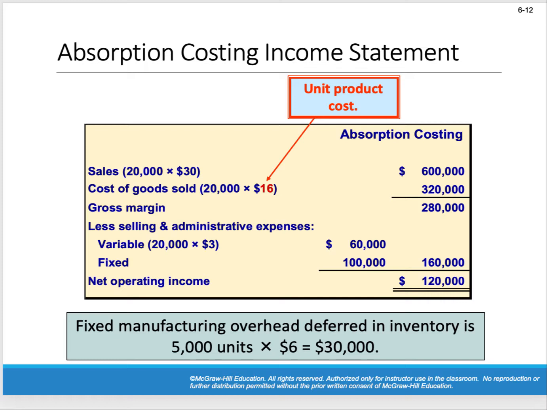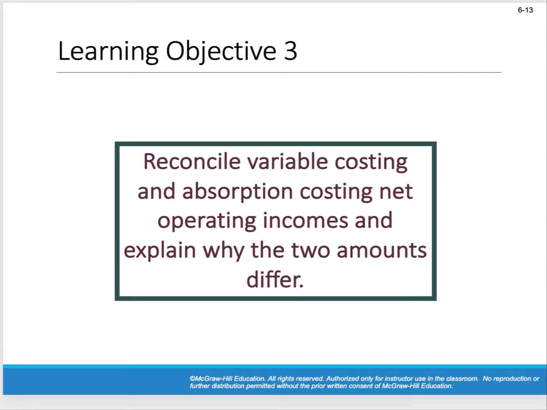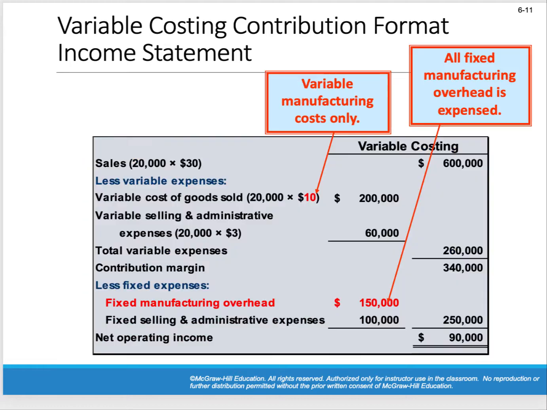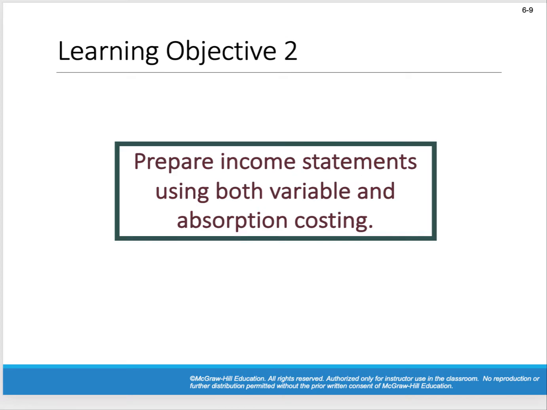Basically what this is saying is, hey, you have some fixed manufacturing overhead costs that are part of your product cost. You did not recognize it yet. That fixed MOH is still sitting on your balance sheet. Under absorption costing, that fixed MOH will be recognized when we sell those units. Okay, so that's the difference between the two. Now, when we come back in our next video, we're going to see how we reconcile variable costing and absorption costing.